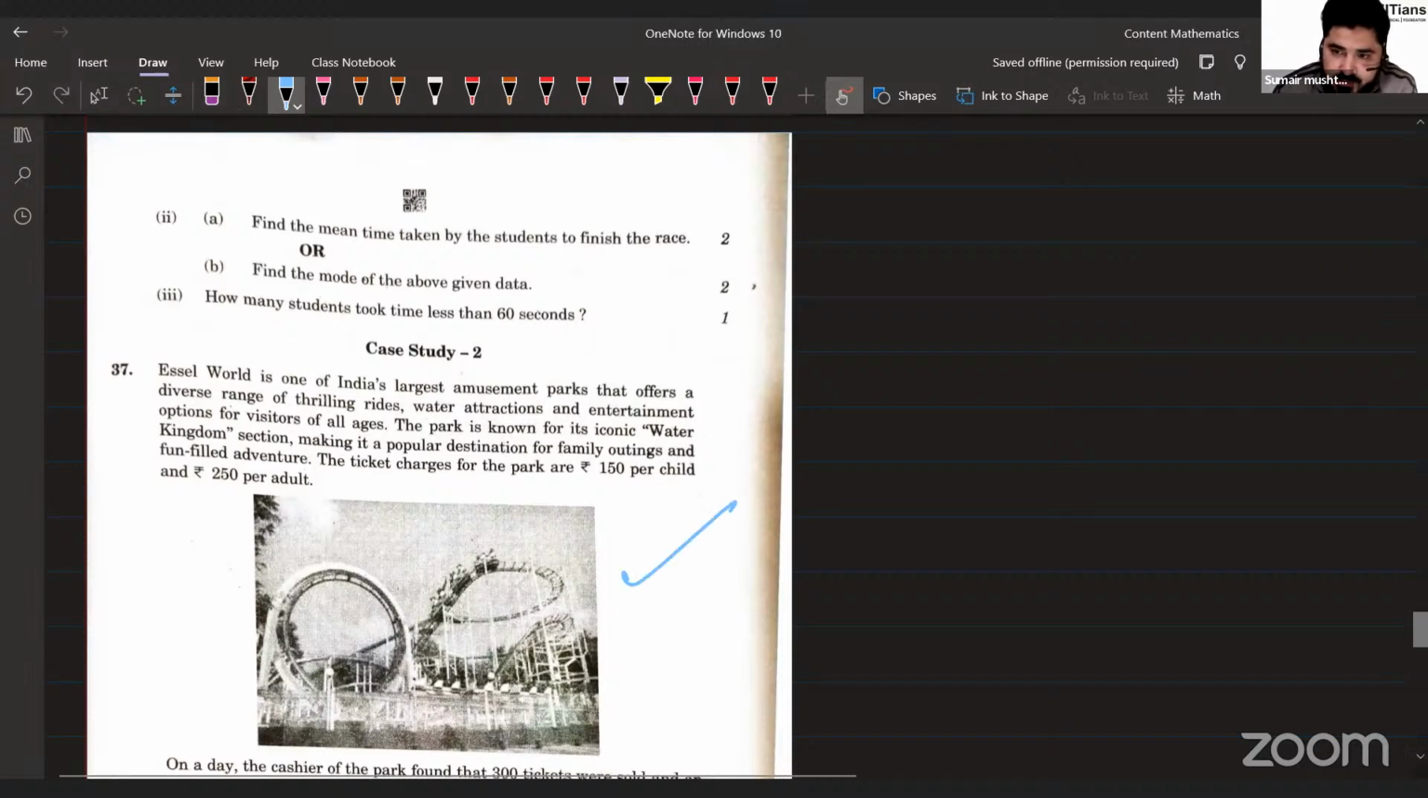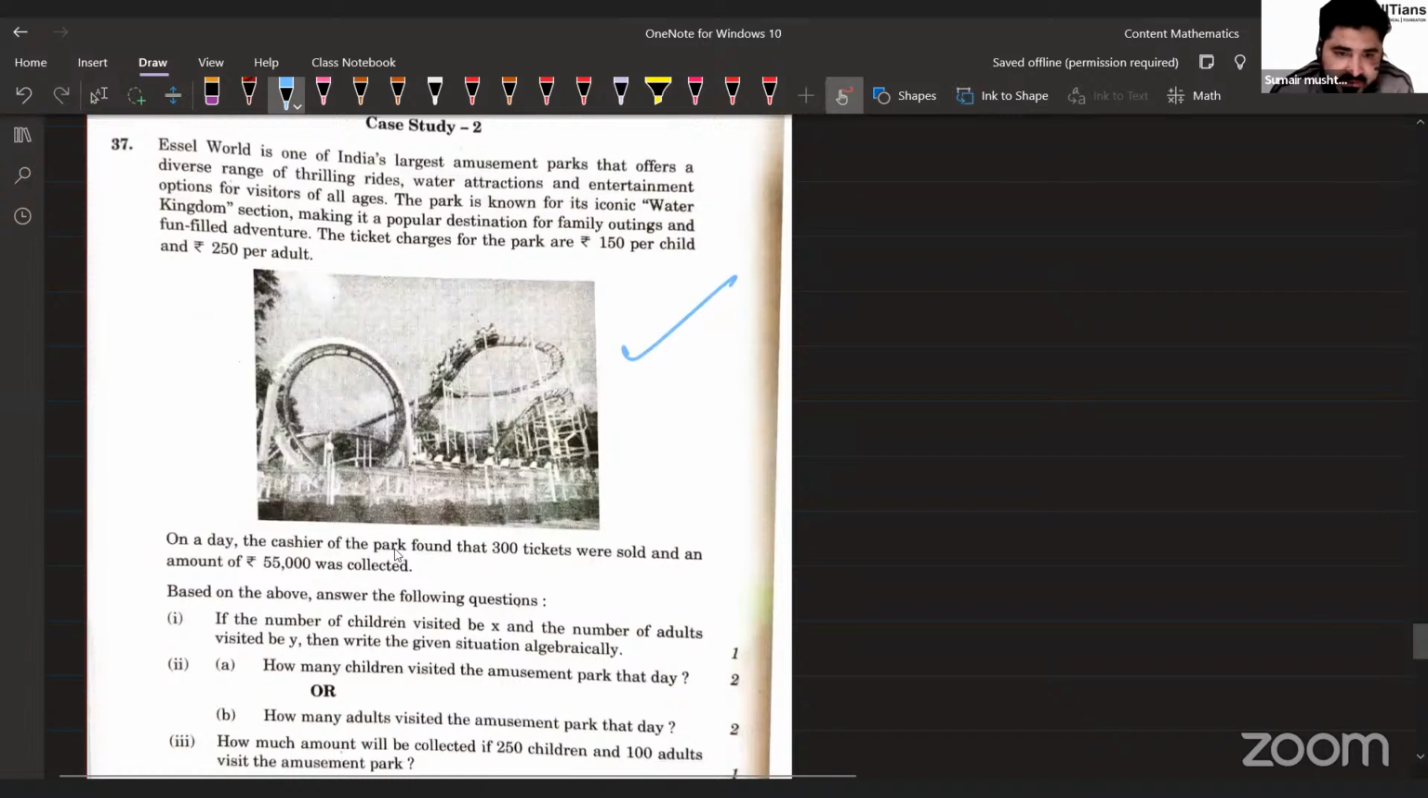So what was the question actually? The cashier found that 300 tickets were sold and an amount of 50,000 was collected. Okay. See, I think this is also an easy question for you.